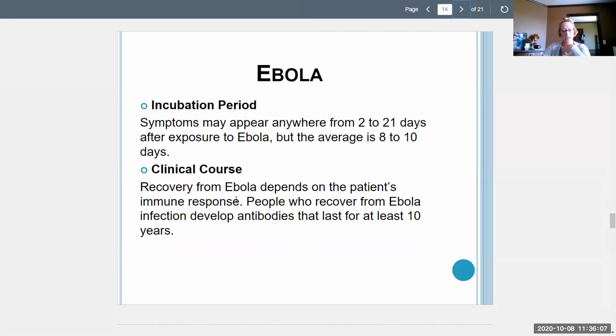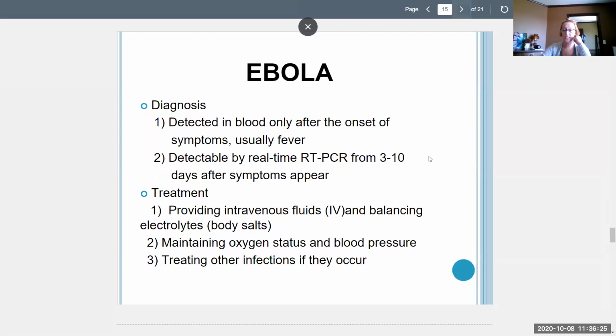Incubation period: symptoms may appear anywhere from 2 to 21 days after exposure, but the average is 8 to 10 days. And recovery from Ebola depends on the patient's immune response, as with anything. People who recover from Ebola infection develop antibodies that last for about 10 years. The diagnosis: it's detected in blood only after the onset of symptoms, usually a fever. It's detectable by real-time RT-PCR from 3 to 10 days after symptoms.